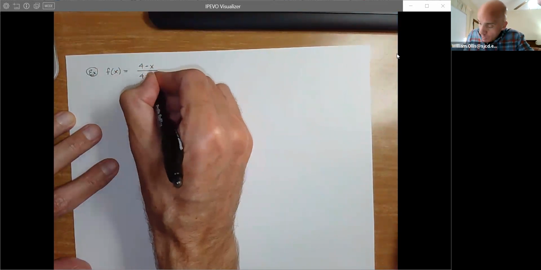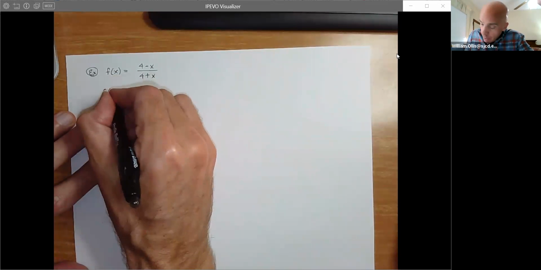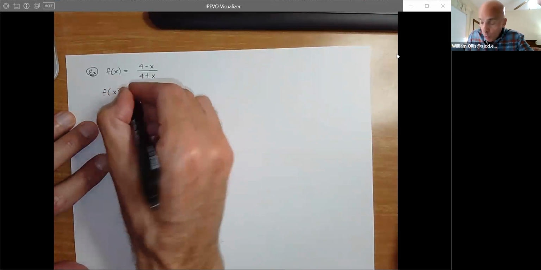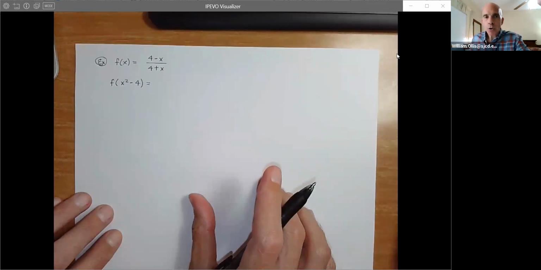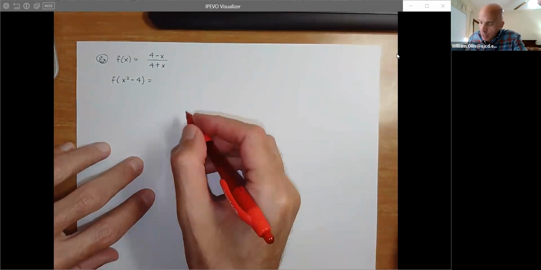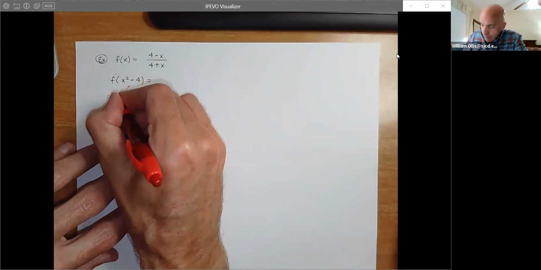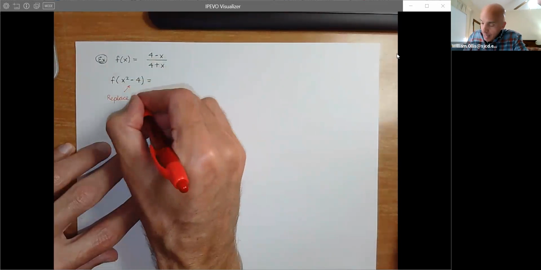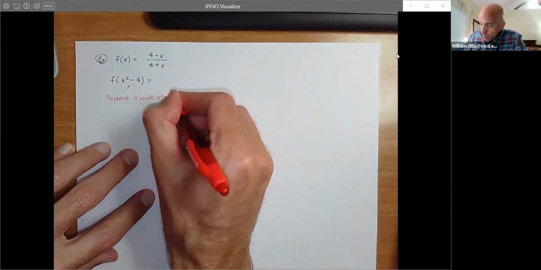So here's the function that we've just been analyzing, and here's a WebAssign problem. So we have f of x squared minus 4. Now, when you studied your compositions and all, you would often replace x with another expression. So this is exactly what we're doing here. So this just means replace x with x squared minus 4.